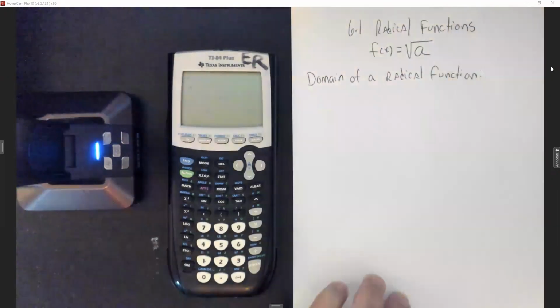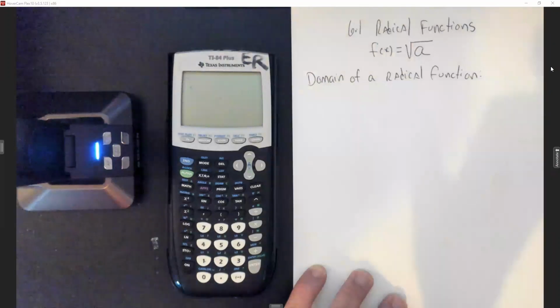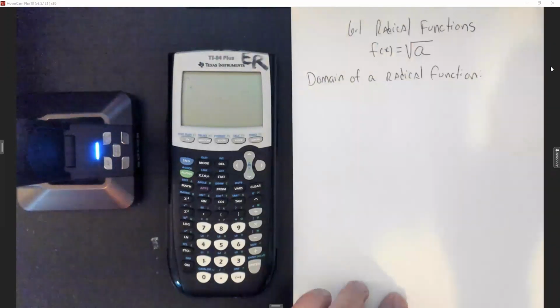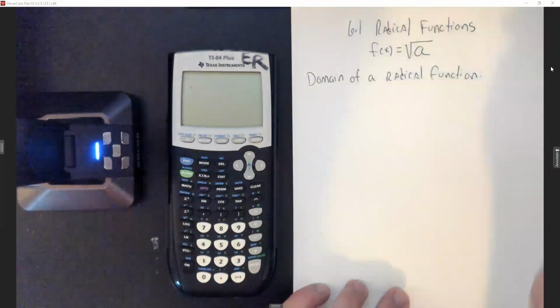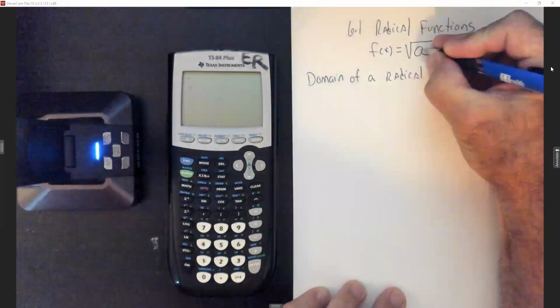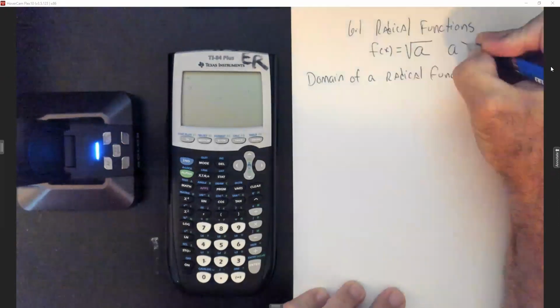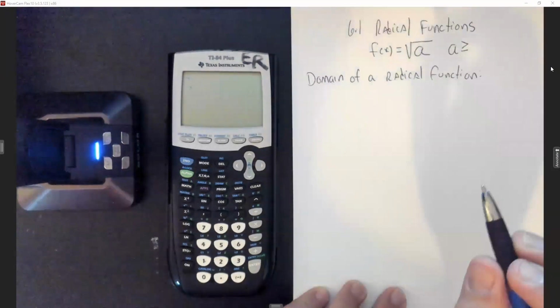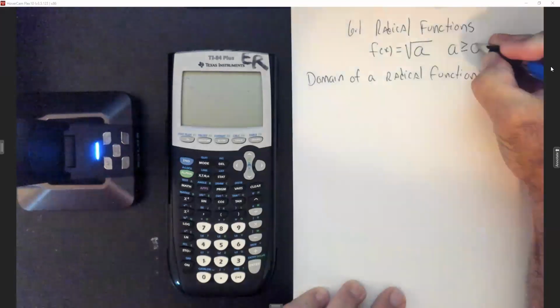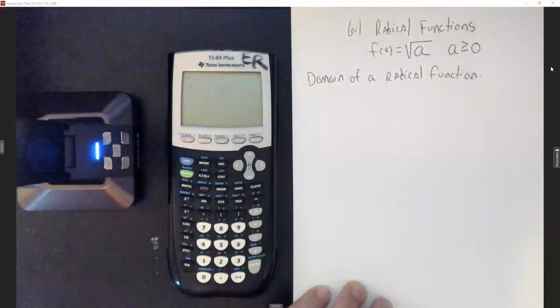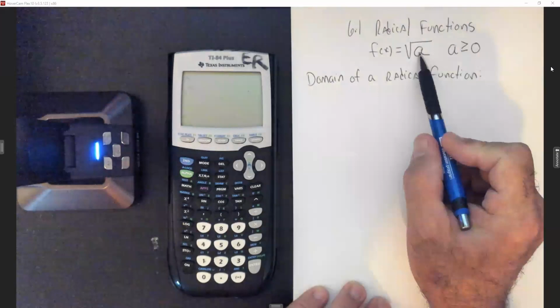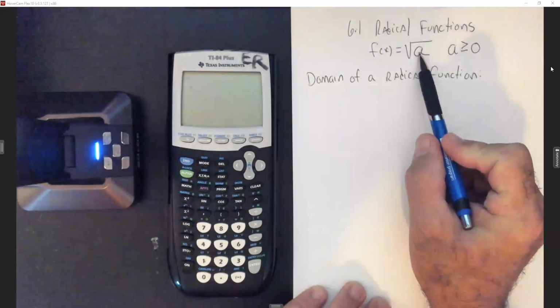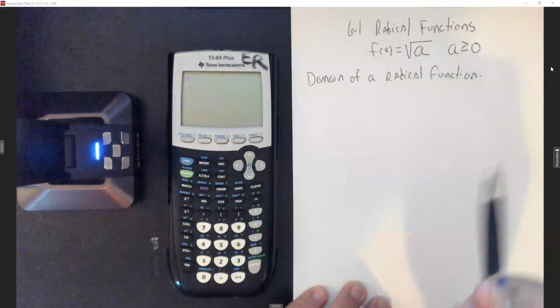And if you remember, this was the second thing I was worried about on a domain. The first thing was the fractions, because the bottom of the fraction couldn't equal 0. On a radical, what's underneath the radical has to be greater than or equal to 0, because if you put a negative number under that radical, you're going to get what we call imaginary numbers. And imaginary numbers are not real.